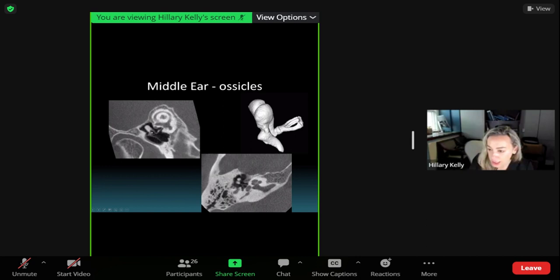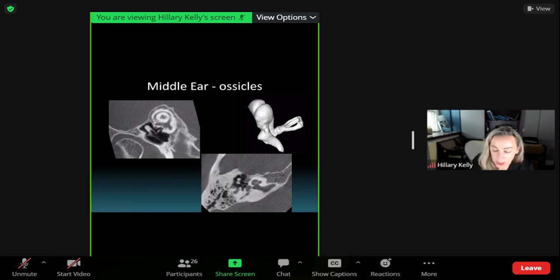This is the long process of the incus. It takes that nice sharp 90-degree turn. There's a little lenticular process, and then this is the stapes going to the oval window, okay? And just below the head of the stapes is the neck, okay? Right below the head, right here, is the neck of the stapes, okay?